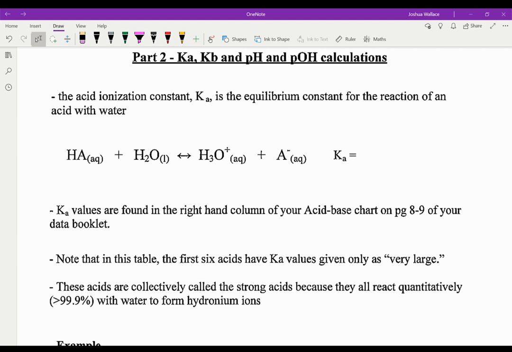Hey everybody, we're going to be looking at topic 3, part 2, in which we're going to look at Ka, Kb, and pOH and pH calculations. So pH and pOH calculations. Our first point here: the acid ionization constant, Ka, is the equilibrium constant for the reaction of an acid with water. So our Ka is our products over our reactants.